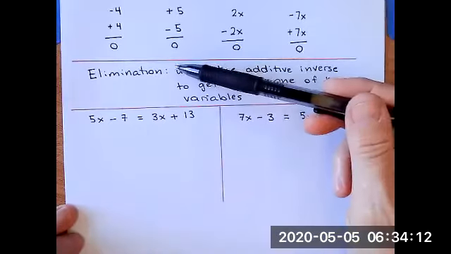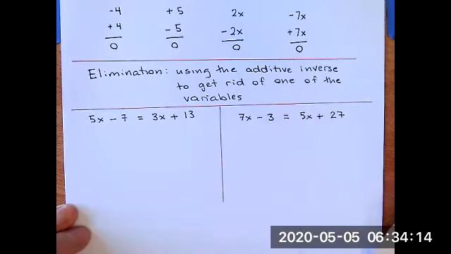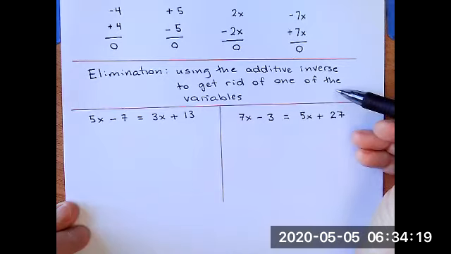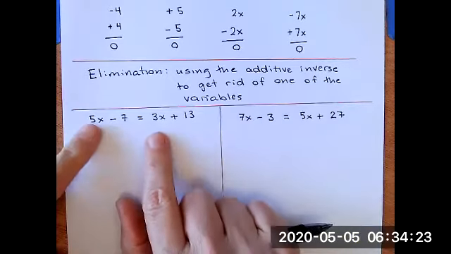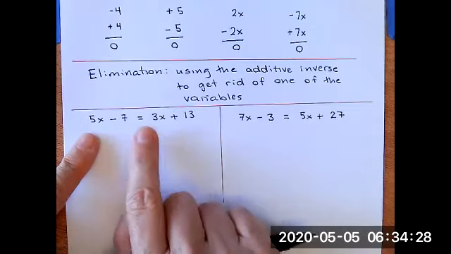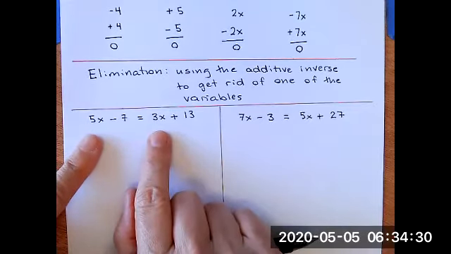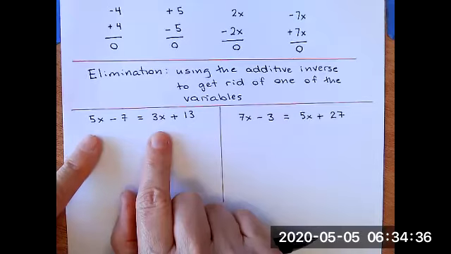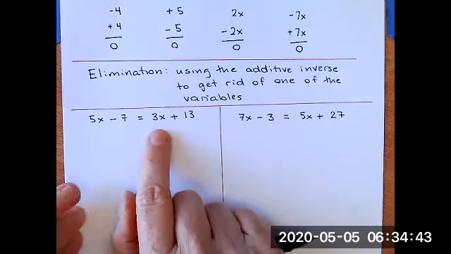So this process is called elimination, which is using the additive inverse to get rid of one of the variables on one side of the equation. Remember from the last video, if these were on the same side of the equal sign, you would simply combine like terms. But because they're on opposite sides of the equal sign, we need to eliminate either the 5x or the 3x. It's a little bit nicer if you get rid of the smaller one.